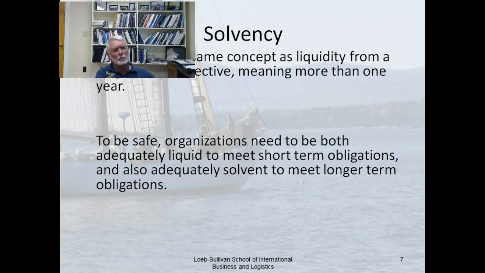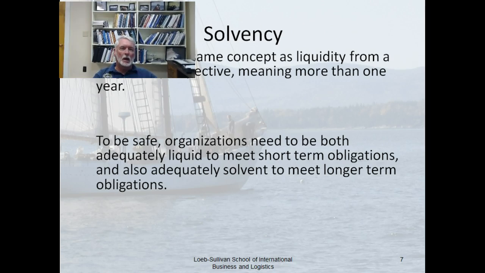So you say, how could we be liquid and not viable? Or liquid and not solvent, or solvent and not liquid. We can be either of those things. So we could have a lot of cash right now, $50 million. We could have short-term obligations or 1 year obligations that we predict to be $10 million. So we're very liquid. We have 5 times as much cash as we expect to owe in the next 12 months.